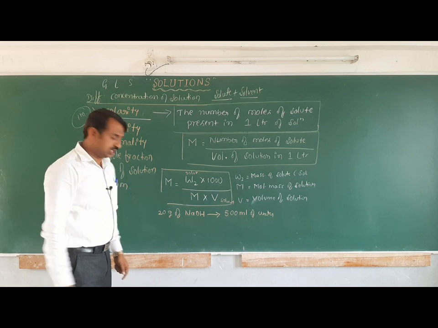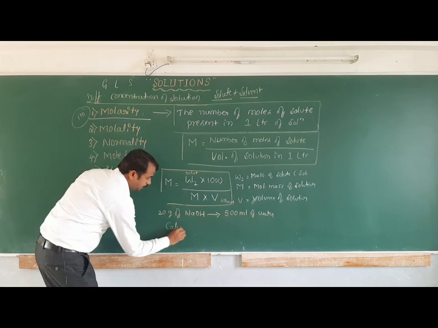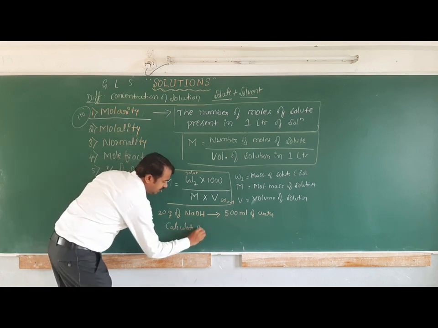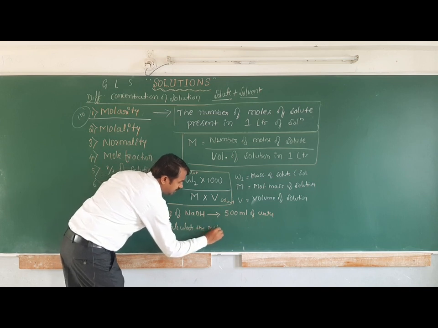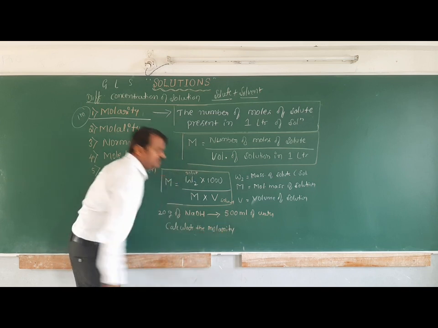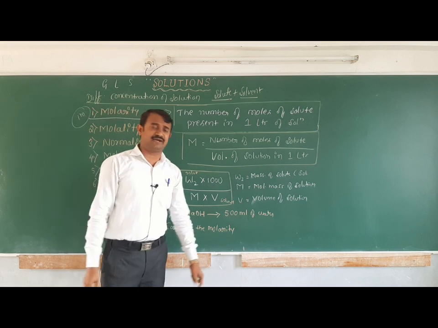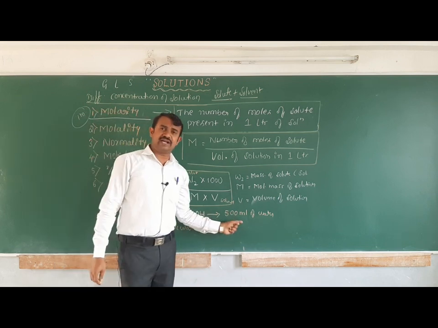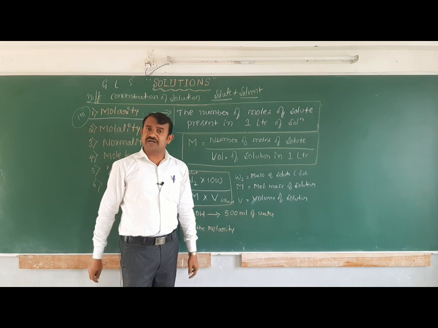500 ml of water. Calculate the molarity of the solution. They will ask a 2 marks question. Calculate the molarity. Or 4 gram of sodium hydroxide is dissolved in 100 ml of the solution. Calculate the molarity of the solution.